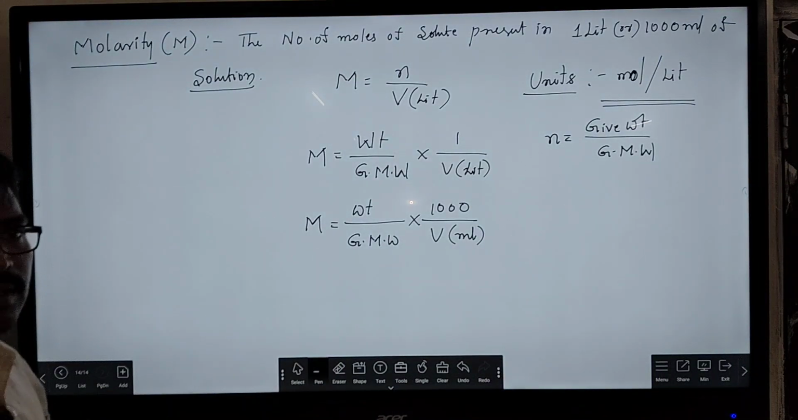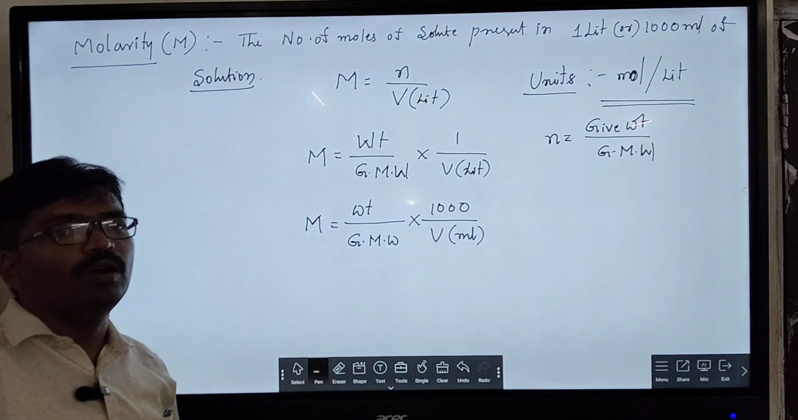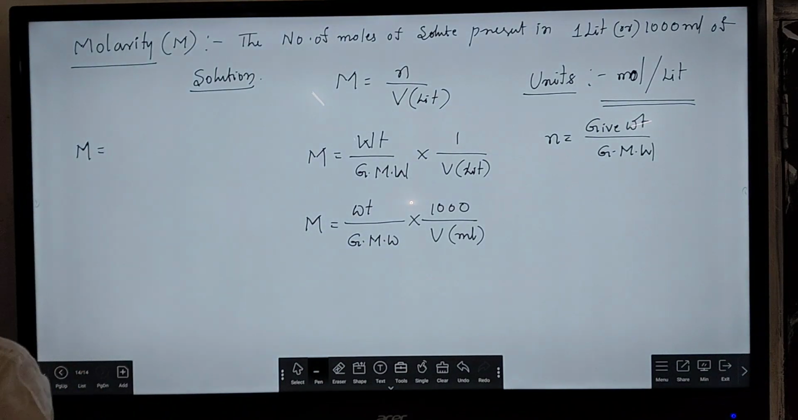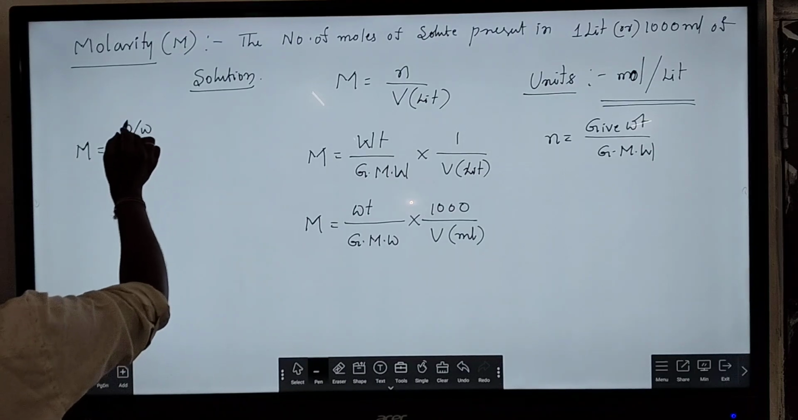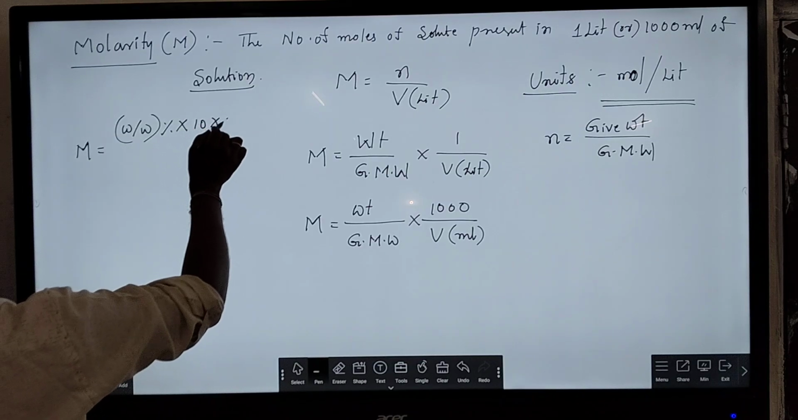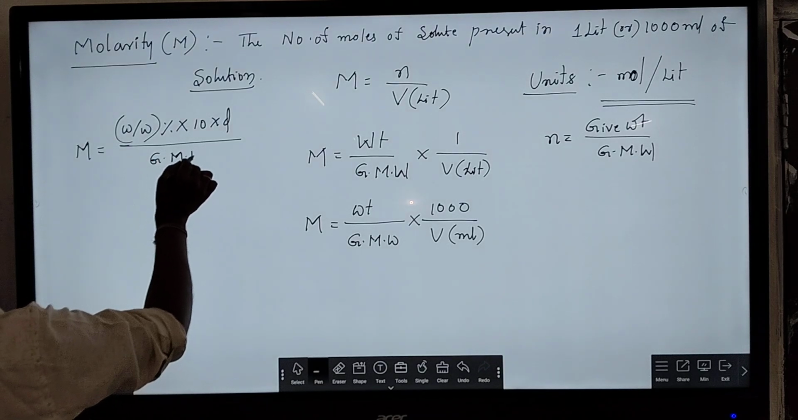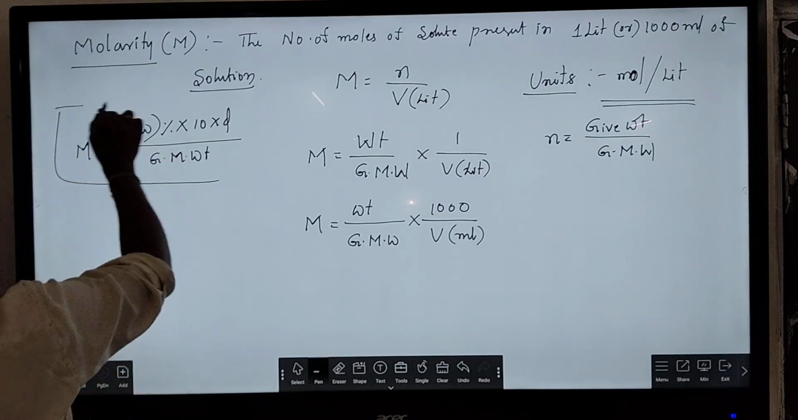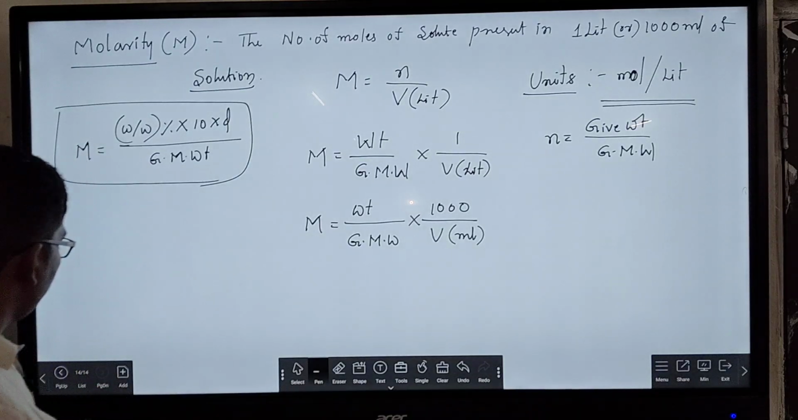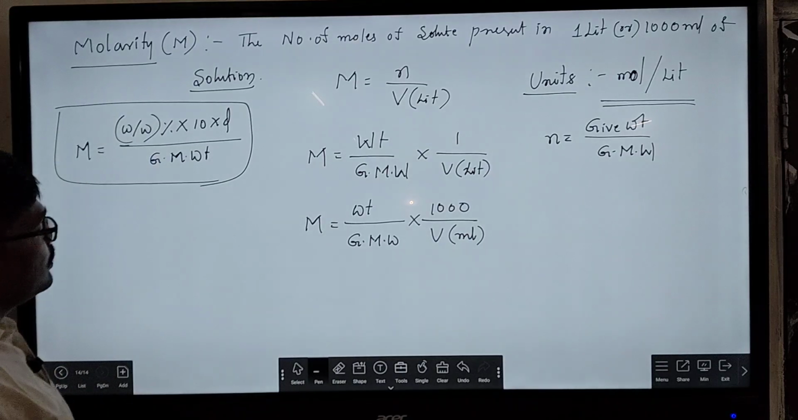Understand? So this is the molarity formula. In molarity questions, some ask with specific gravity or density given. At that time, how to find the molarity? Molarity equals weight percentage into 10 into density, divided by gram molecular weight. This is the formula you have to use for molarity. Next, let us discuss some problems based on molarity.